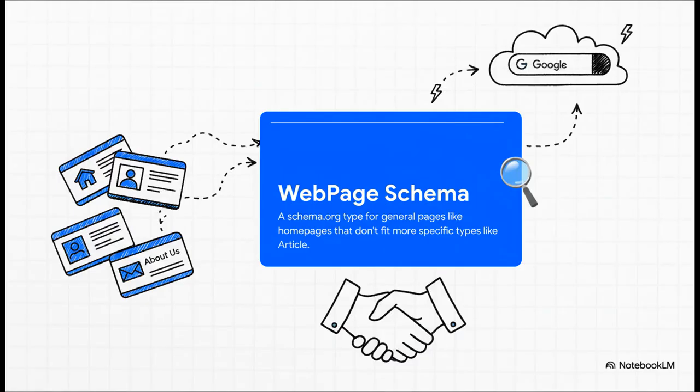So what is this thing really? The easiest way to think about it is like a digital business card for your page. For any page that isn't super specific, like it's not a blog post or a product page, your homepage, your About Us, your contact page, this schema hands Google the basic essential info. It's that first handshake that says, hey, here's who I am and what this page is for.